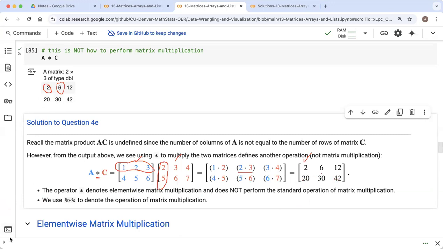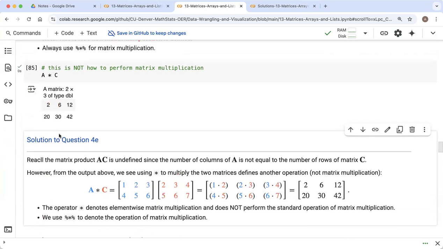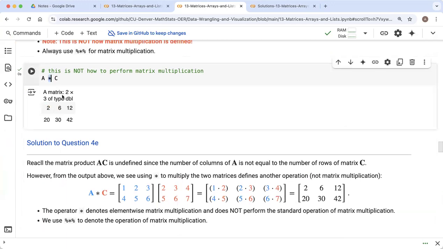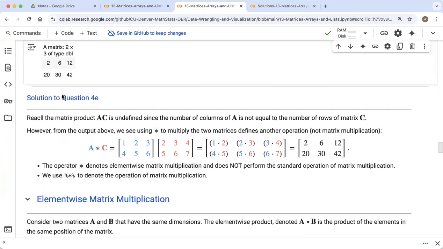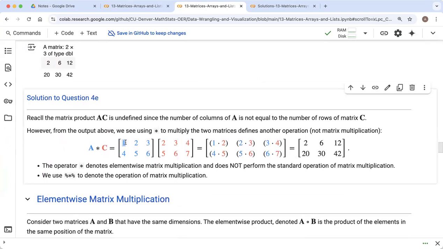So just to summarize this, when we use the regular operator for multiplication, the asterisk, this does not perform matrix multiplication. This performs what we call element-wise matrix multiplication. So it's going to take the elements in the same position in each matrix, multiply them together, and that's going to give me the value in that same position of the product.